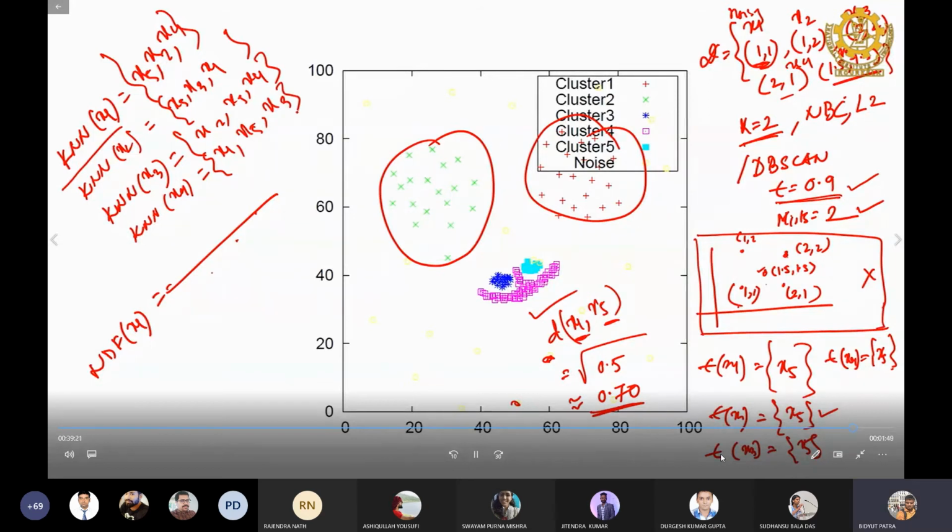And KNN of x5 is all 5 points. So KNN of x5 is x1, x2, x3 and x4. Now you compute the NDF of x1. NDF of x1 is... x1 appearing where? x1 is appearing here. Next x1 is appearing here. And then x1 is appearing here.